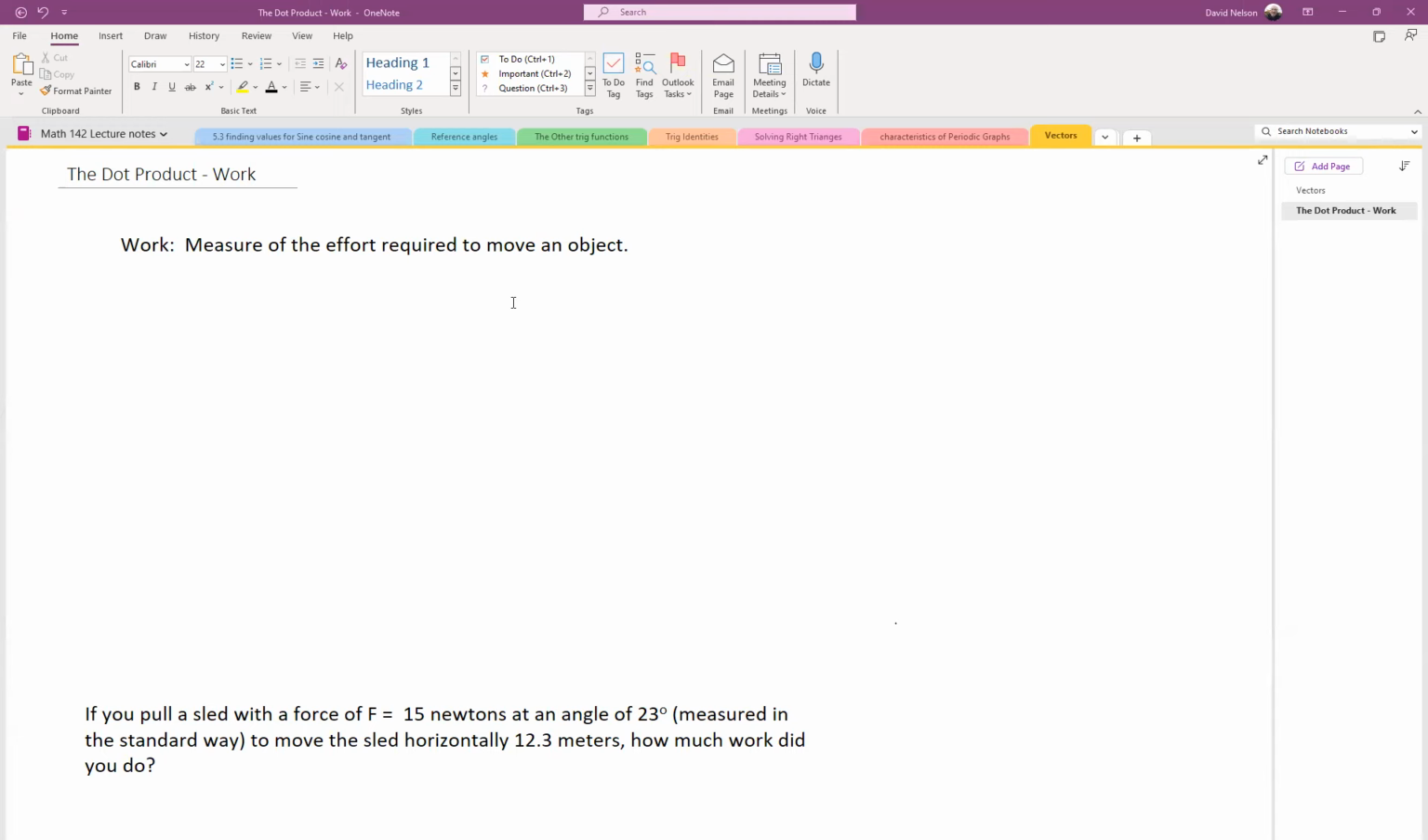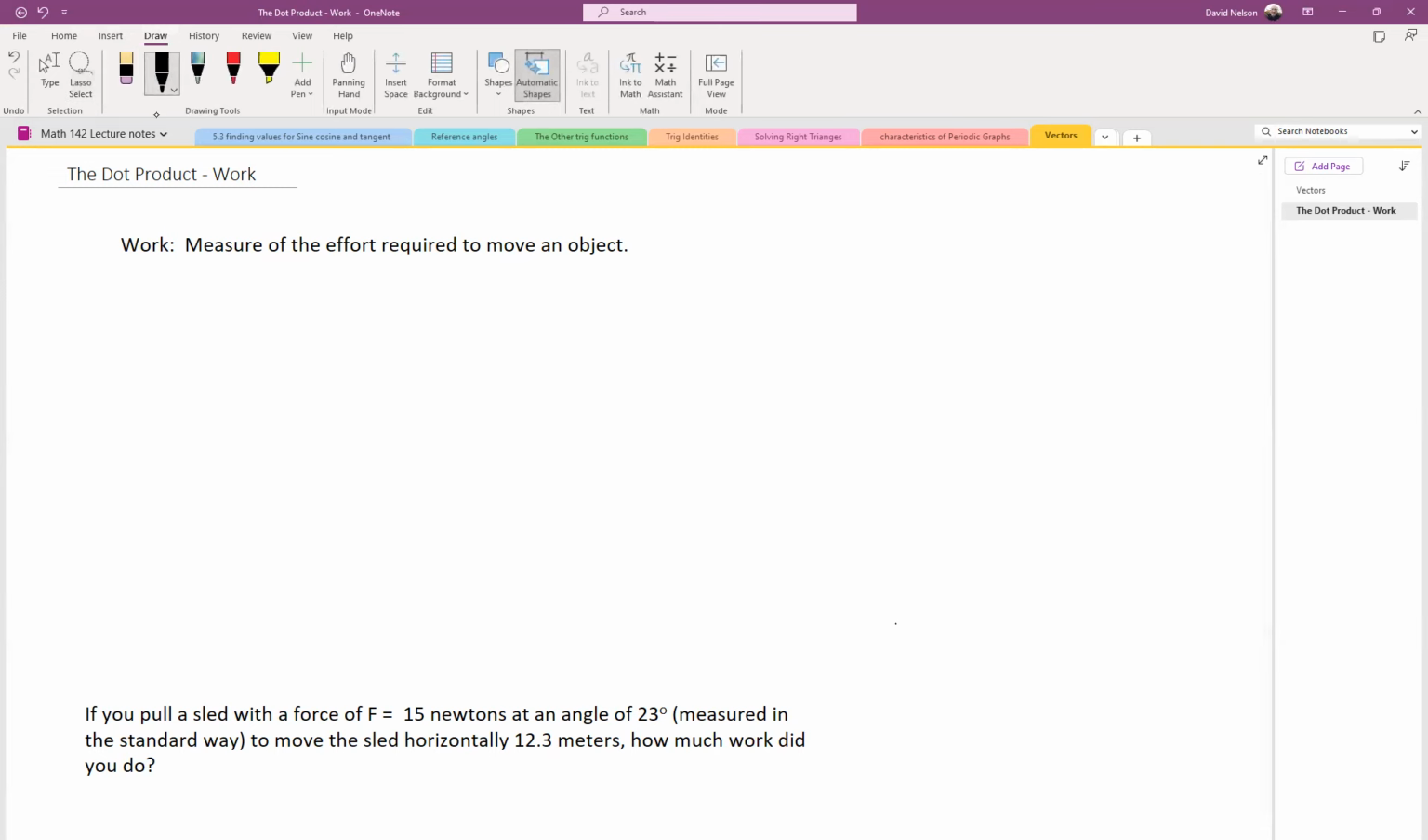If it's something very heavy that you have to apply a lot of force to make it move, that's going to be a lot of work. So we want our work to depend upon the force, and we're also going to depend upon the distance that you move it. Force and distance. So we're looking at force and distance, which should be related to work.